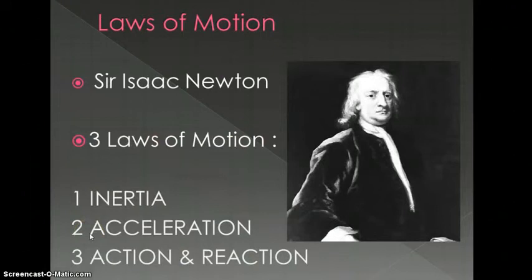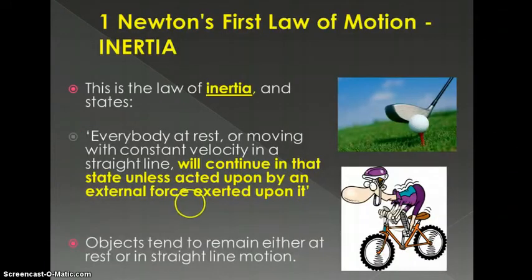So we're going to move on to the laws of Newton, and he had 3 laws of motion, which we've kind of looked at to a certain extent, but let's look at them in a bit more detail. And they are the laws of inertia, acceleration, and action and reaction. So the first law, the law of inertia, it states that everything and everyone at rest or moving with a constant velocity in a straight line will continue in that state unless acted upon by an external force.